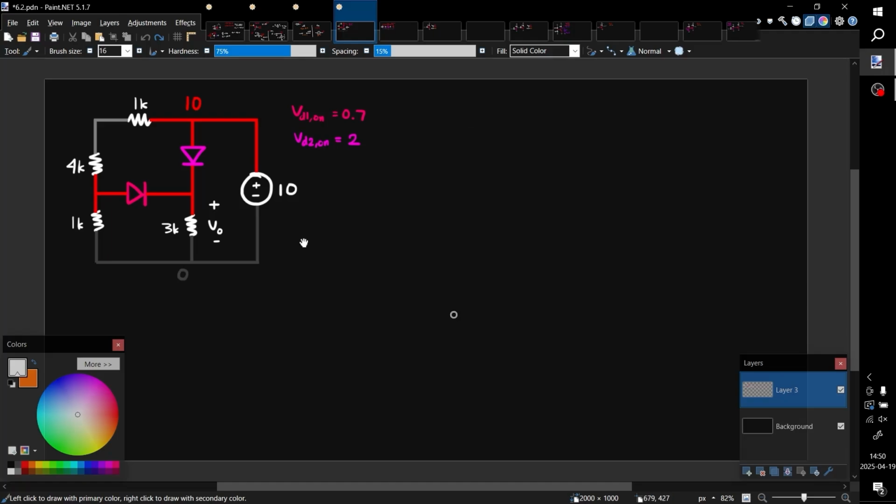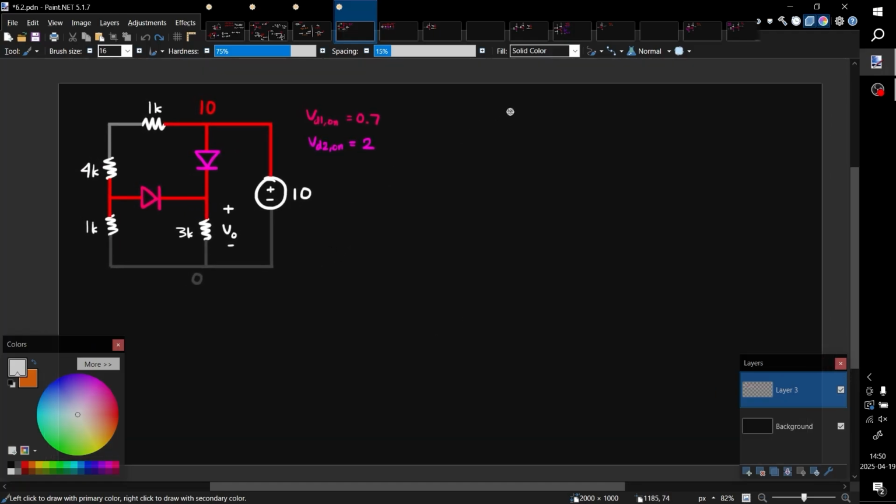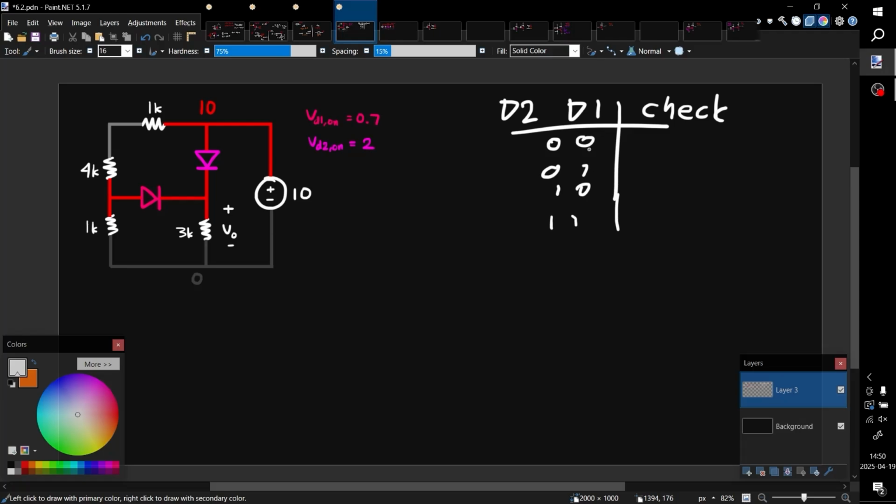Start anywhere. Let's say we go with both of them being off. Let's say we have D2 and D1 here, and here is our check: 00, 01, 10, 11. 1 represents it's on, 0 represents it's off. This is D1, this is D2. If both of them are off, let's just disprove if this is going to be wrong.